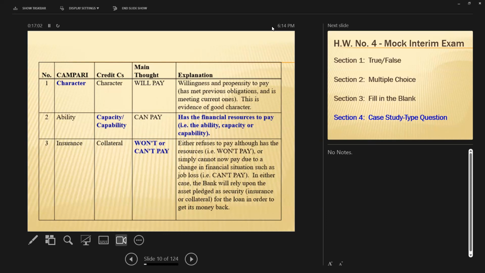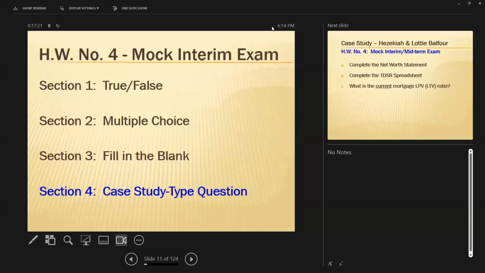Okay, so section 4 of the mock. Let's go through that case study type question. And this one is Hezekiah and Lottie Balfour.